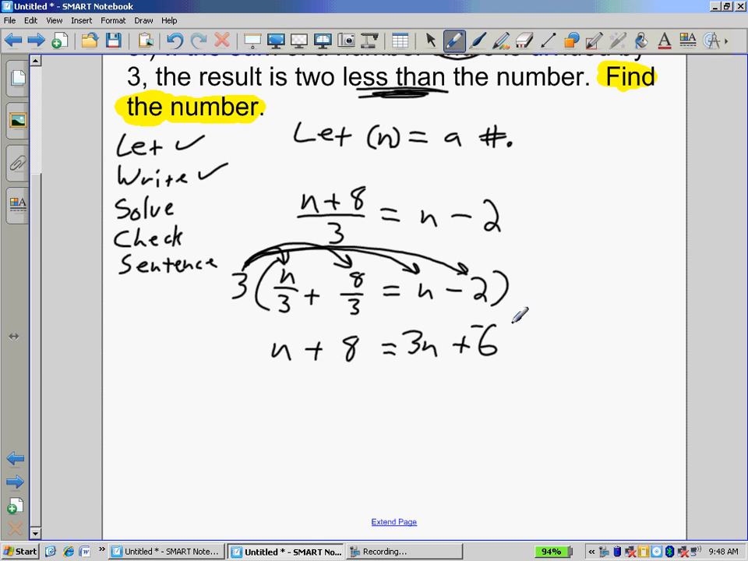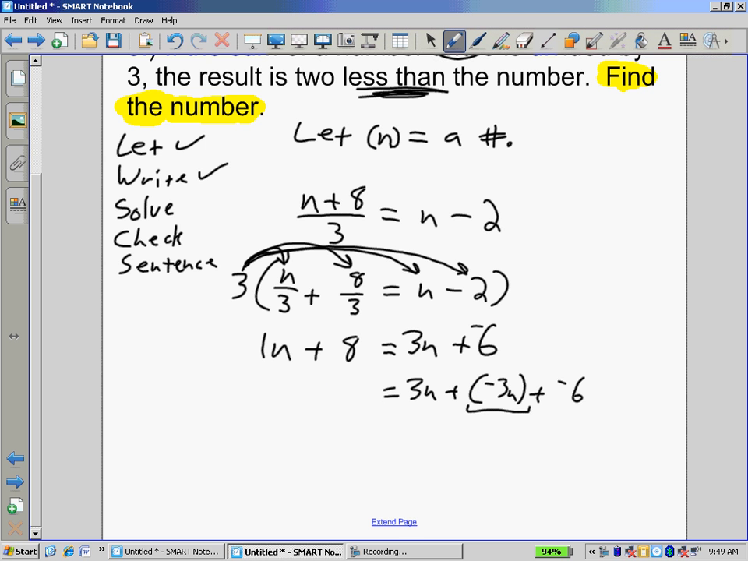Then get all your variables onto the same side. So I'm going to get the variables on the same side. We've got 3n over here. We've got 1n over here. You just simply need to pick. It doesn't matter which one you get. I'm going to pick the 3n. So to get rid of it, I'm going to use the additive identity. I'm going to try to find the opposite of 3n. 3n plus negative 3n.